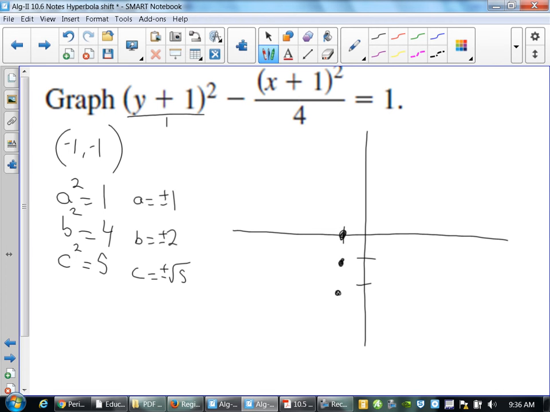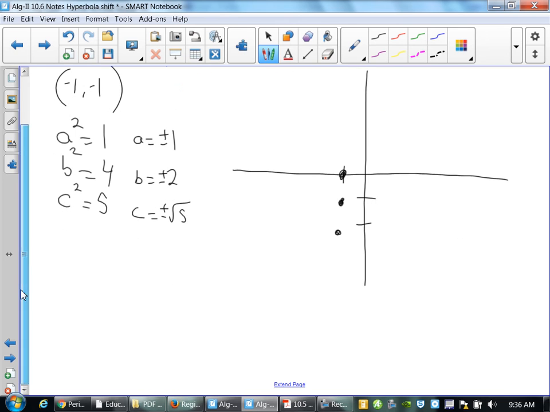Like we did yesterday or last week, we always want to make a running tally of what we're doing. Label everything. We have a vertex, so this was our center. Our vertex is going to be at (-1, 0) and (-1, -2). Notice all we had to do was just add 1 to both y-coordinates because we went up and down. Easy.